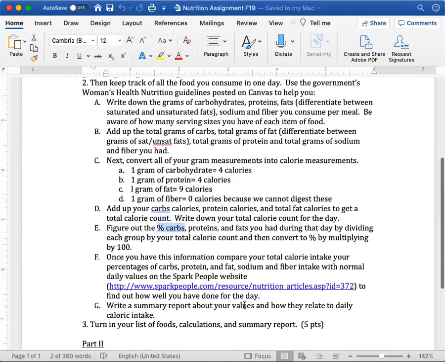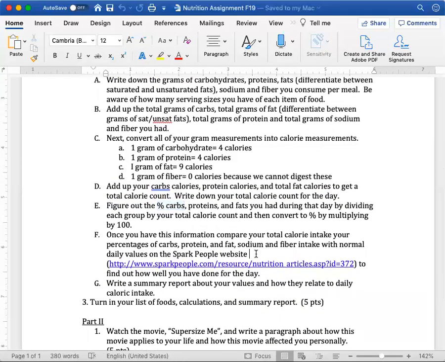And then I want you to compare them with what you should have had. So how many carbs should you have in a day? Percentage-wise, it's usually like 50%. Protein should be 25% usually, and fat should be about 25%. Look up sodium. Sodium is 3.5 grams or 3,500 milligrams. Fiber depends on if you're male or female, but I think it's usually 30 grams.